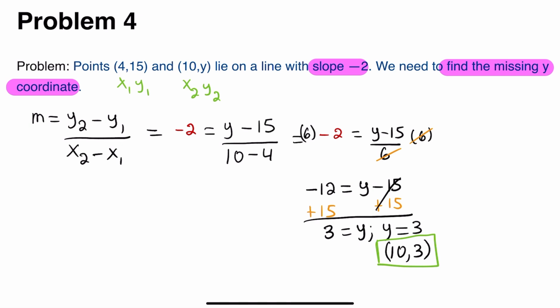Excellent work. Using the slope formula lets us find missing coordinates as long as we know the slope. In problem 5, we'll move on to solving a radical equation and checking for extraneous solutions.